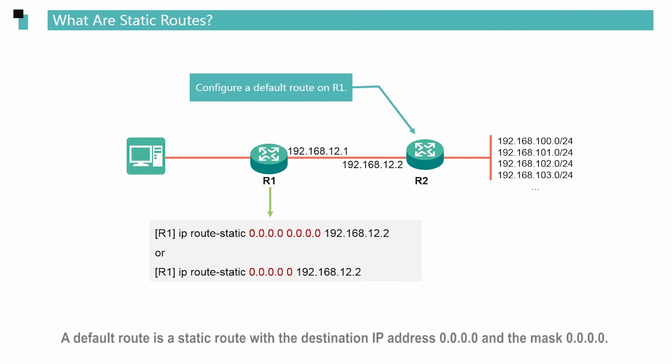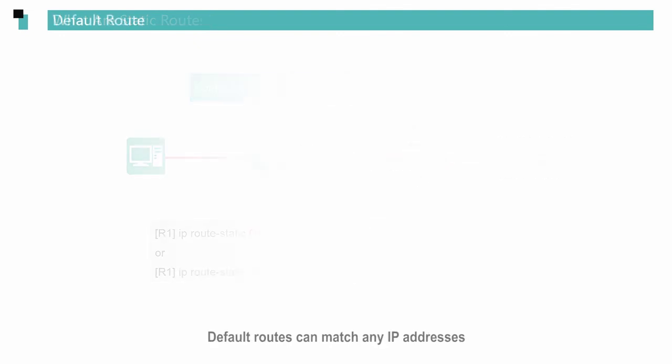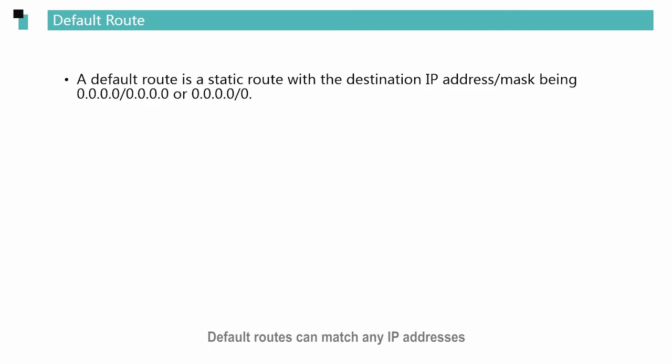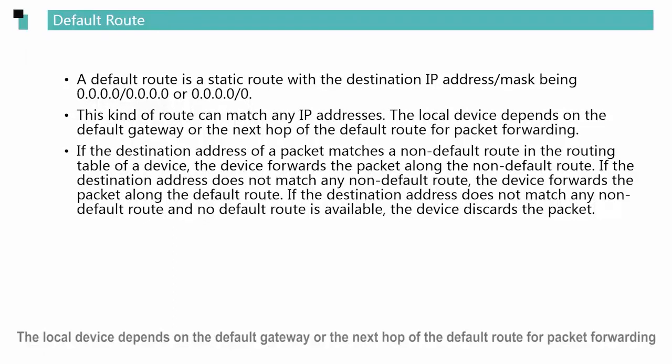A default route is a static route with a destination IP address 0.0.0.0 and a mask 0.0.0.0. This can also be represented as 0.0.0.0/0. Default routes can match any IP addresses. The local device depends on the default gateway or the next hop of the default route for the packet forwarding.